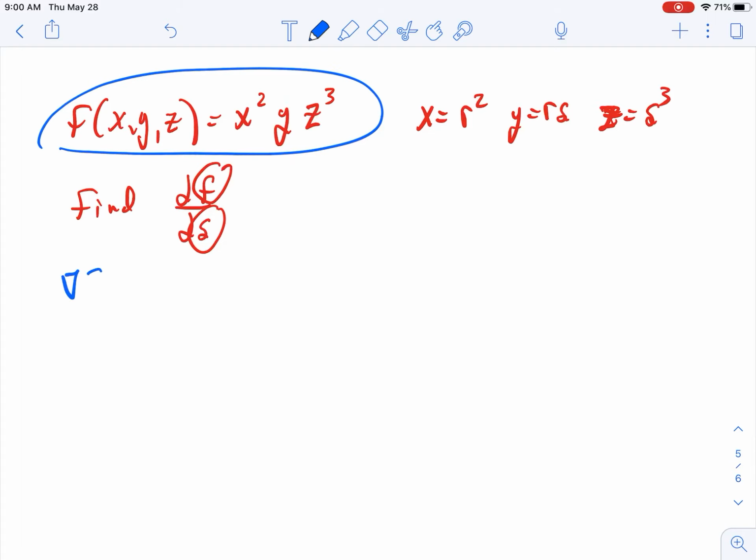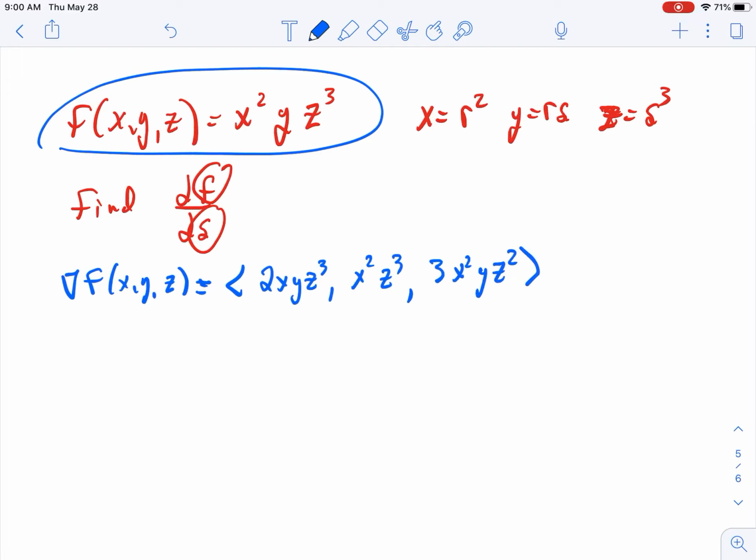All right, so first off, we have to take our function and convert it into a velocity as a vector. So we have to say the gradient of f of x comma y comma z. So we're just doing a derivative of three variables now. So as we go through here, derivative of x, it would be 2xyz cubed. Now the derivative of y would be just x squared z cubed. And then the derivative of z would be 3x squared yz squared.